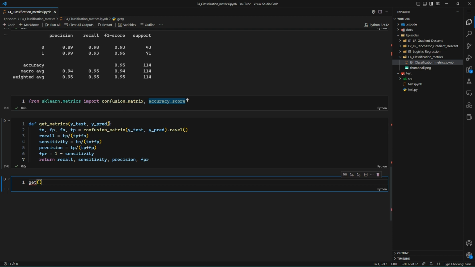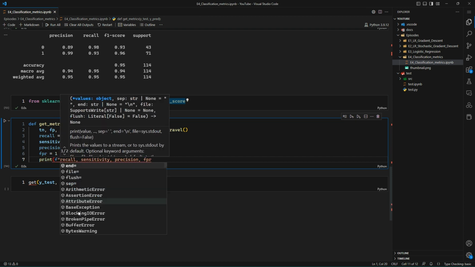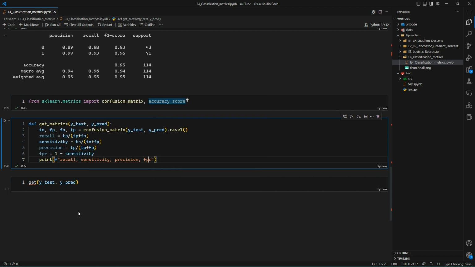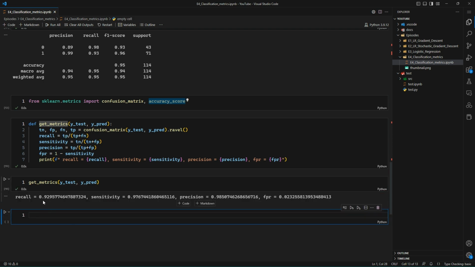So get metrics, and let me just pass the same values here. Or we can actually show something like this. So this is my sensitivity, precision, and the FPR. So get metrics: the recall is around 92%, sensitivity is 97, precision is 98, and FPR is obviously the negative rate of it, which is 0.023.